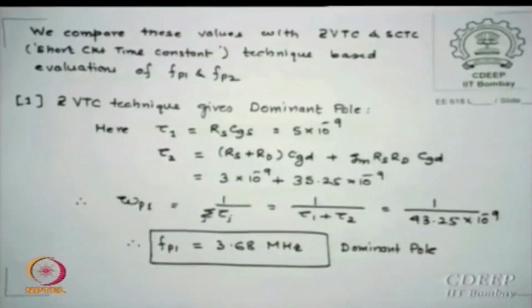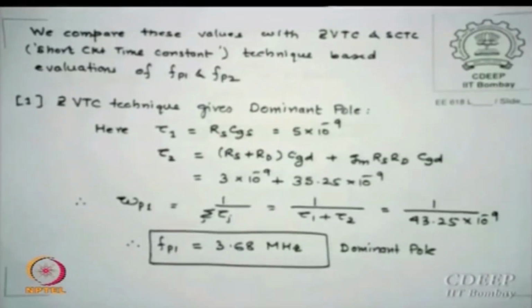If it were not the same there would be a slight change, because Miller's expression is simplified. If you keep some terms that were neglected, there would be a slight difference. In our Miller expression we have neglected some terms to get a smaller version, but if you use the exact one, the value will be slightly different from what I got from ZVTC. Now what is the next pole I want? The non-dominant one. This is the dominant, the lower frequency.